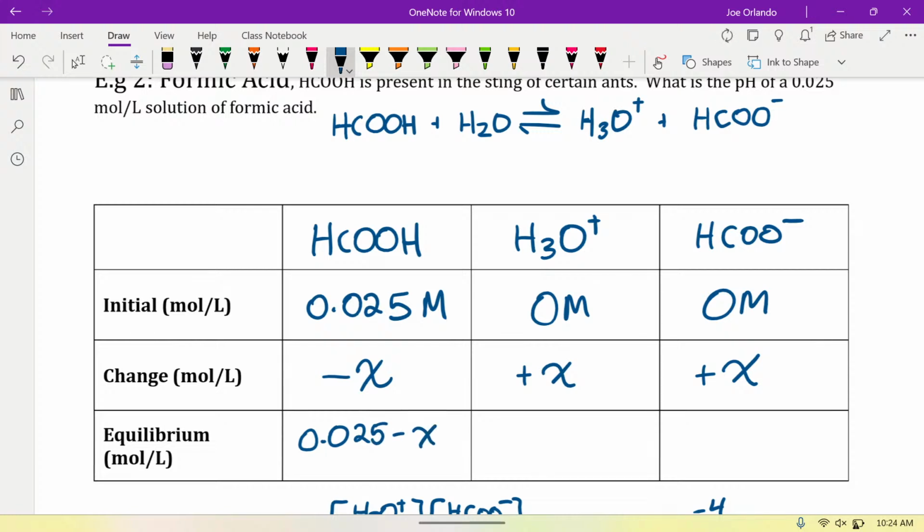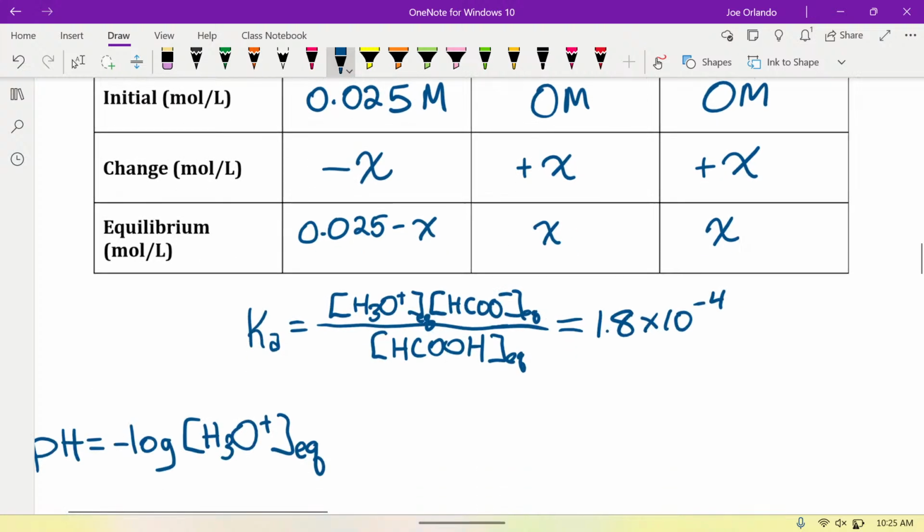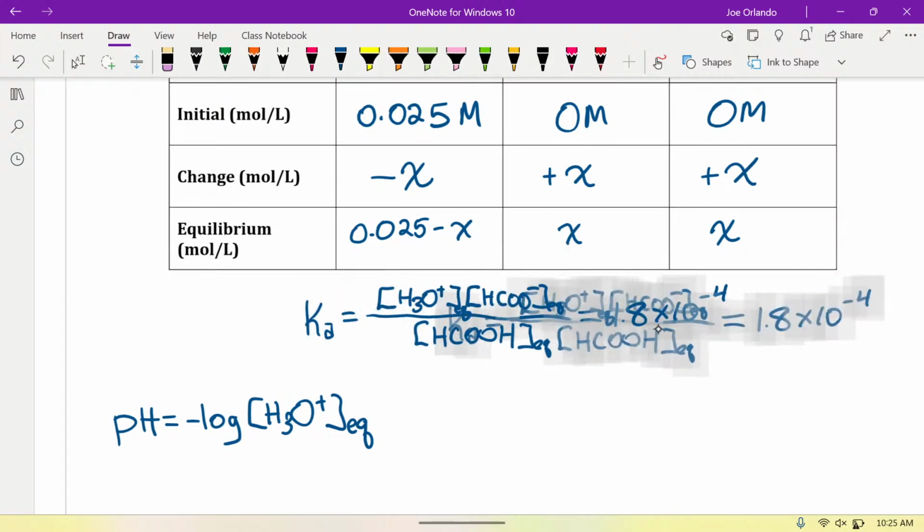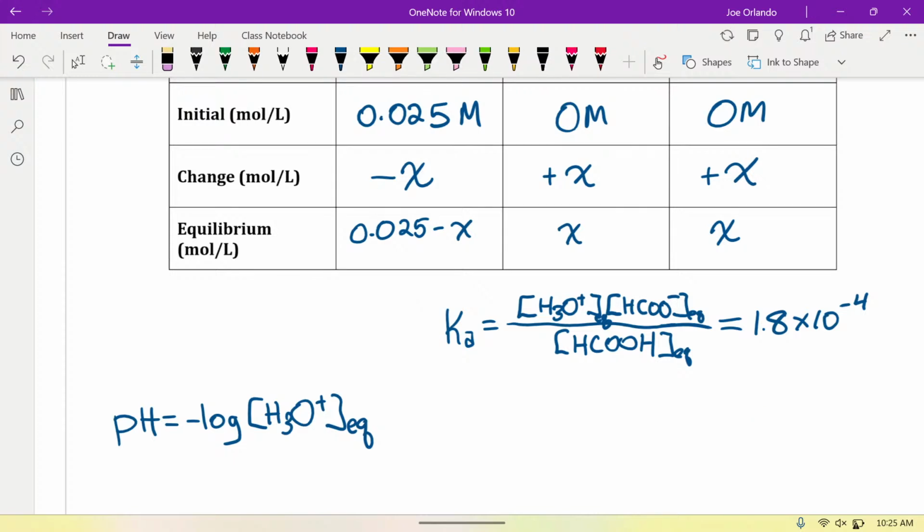Very good. And this will be X, and this will be X. Does that make sense? That's not so bad. And now can we put those values into our Ka equation? I can't see why not. We have the technology, so let's do it.